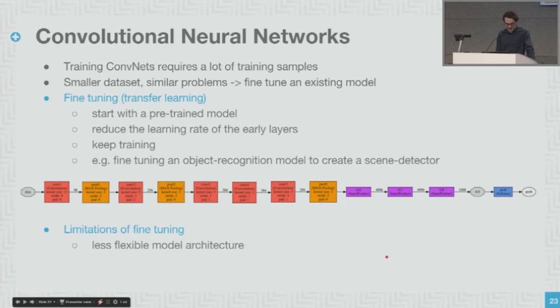But it comes with a cost. It limits our architecture. We end up with a less flexible model architecture, because if you want to borrow parameters from an existing model, our layers should match them. So we can't have completely different types of layers and borrow these parameters. For the layers we are borrowing, they need to have the same architecture.